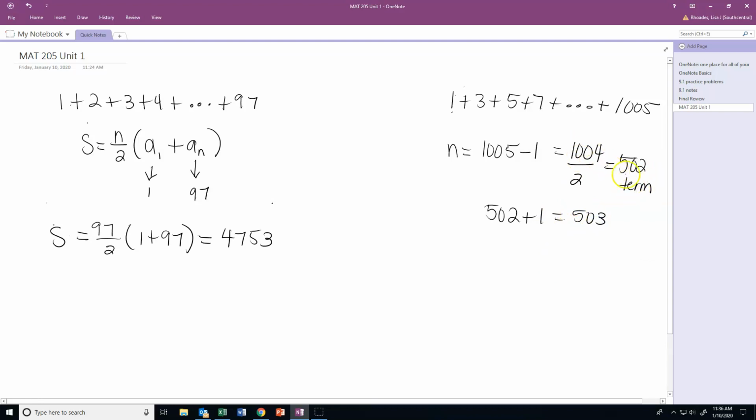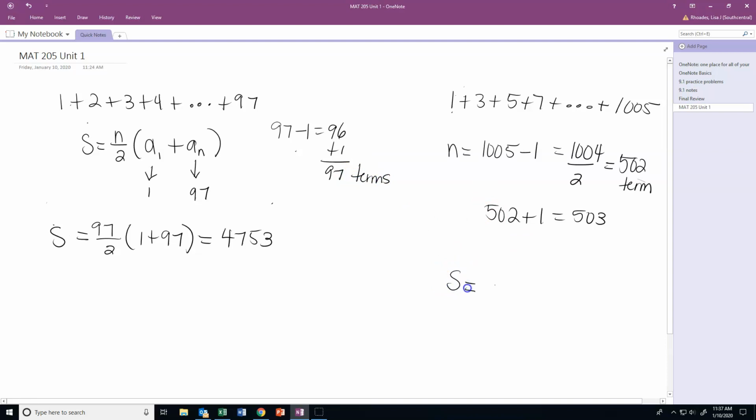Now I divided by 2 because we were counting by 2. So if I was counting by 5, I would divide by 5. If I was counting by 10, I would divide by 10. But you always have to add 1 at the very end. Same thing over here with example 1. If I use this method, I would take 97 minus 1, so that would be 96, add 1, so 97 terms.